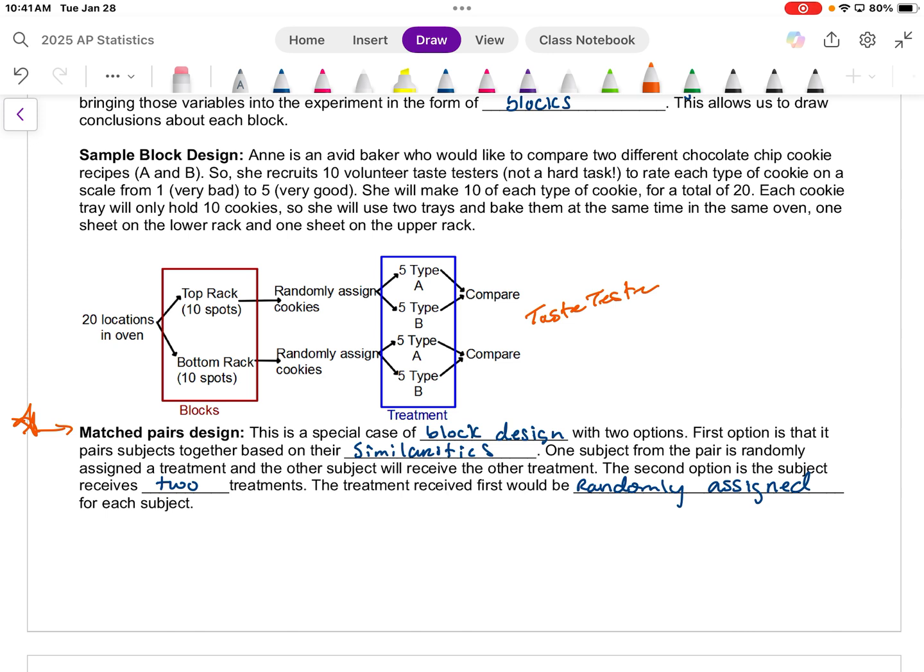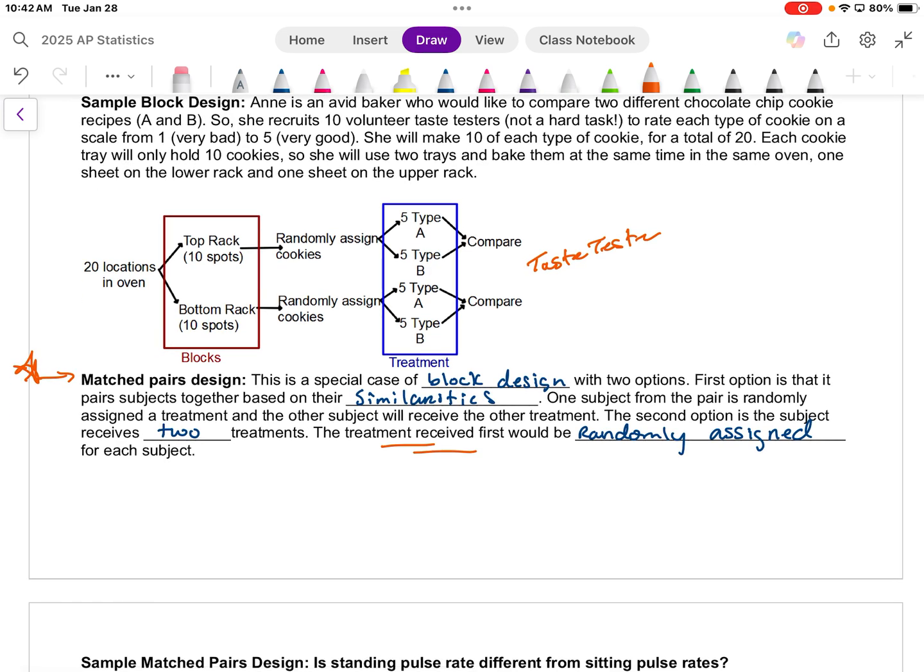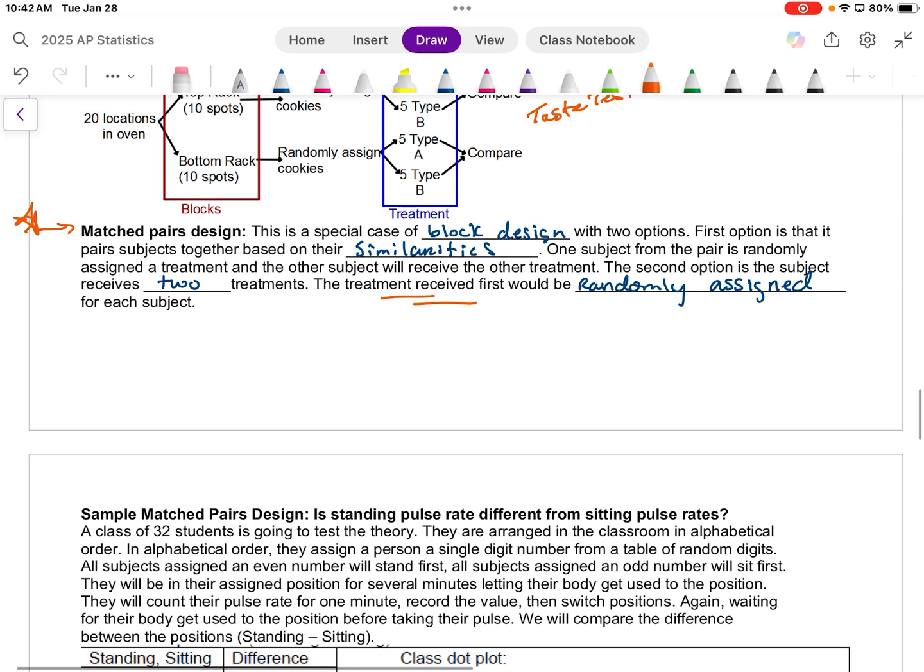One subject from the pair is randomly assigned to a treatment, and the other subject will receive the other treatment. The second option is the subject receives 2 treatments. The treatments received first would be randomly assigned for each subject. And we're going to do an example of that here in a minute in class. I do not have cookies to share, so it's not that. But we're actually going to do an example of this here in a moment.